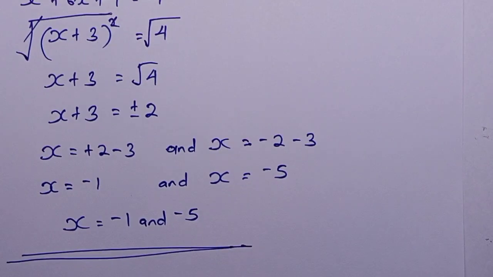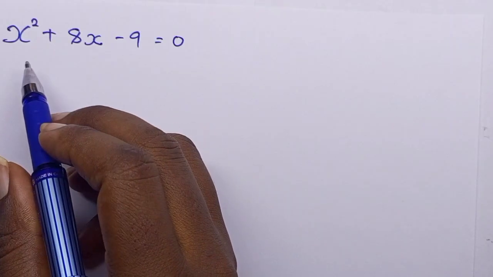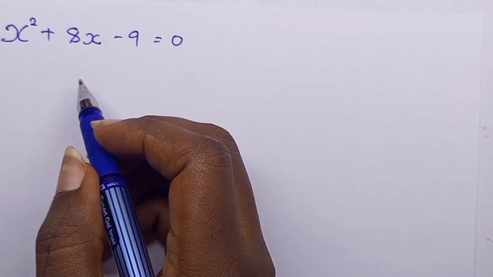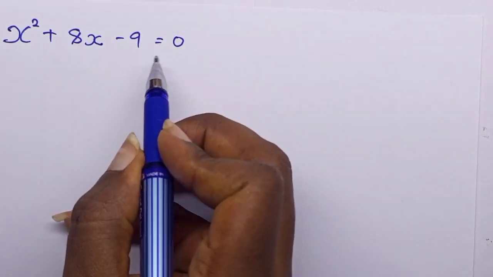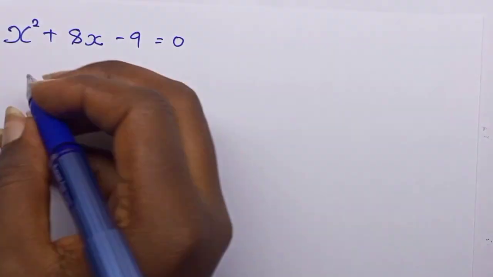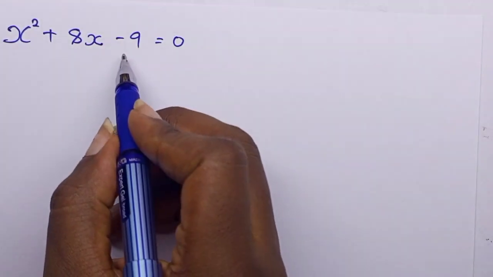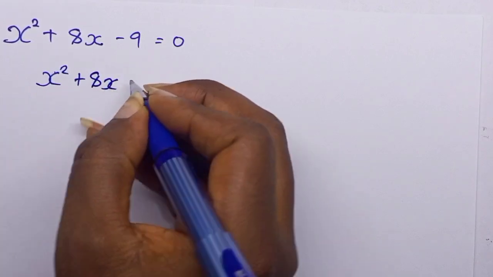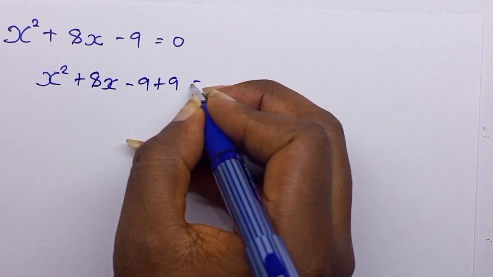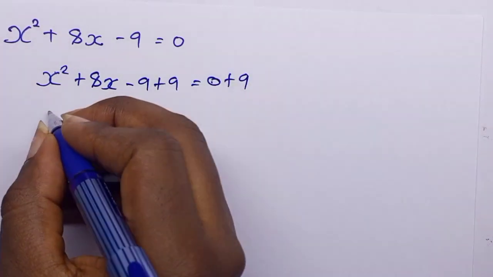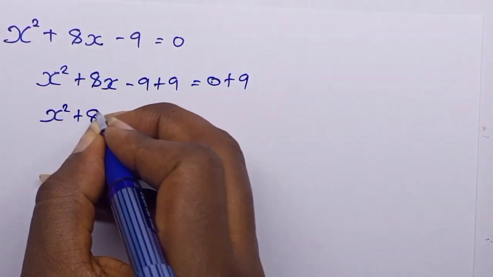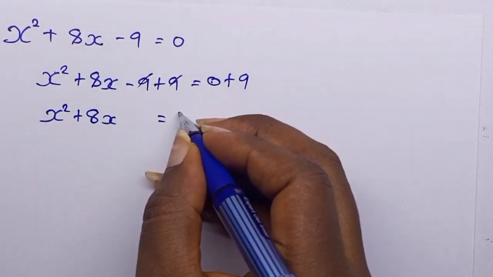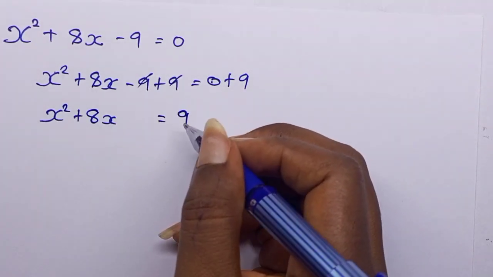Let's look at another example. Let's work out this quadratic equation by completing the square. So we have x squared plus 8x minus 9 is equal to 0. What we do first is to take the constant to the other side. So we shall have x squared plus 8x minus 9 plus 9 is equal to 0 plus 9. We have x squared plus 8x. So this cancels, and we are left with 9 on the right.